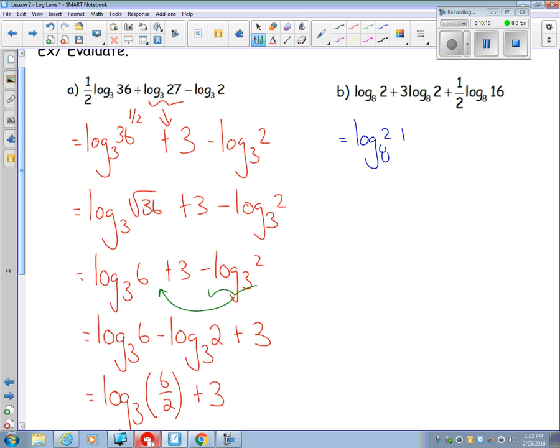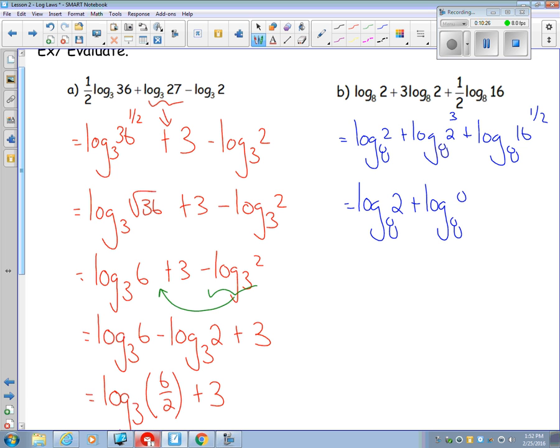8 squared. Log 8 of 2 to the 3. Log 8 of 16 to the half. And let's try using those exponents, make them a little bit easier to work with. That one stayed the same. 2 to the power of 3 makes 8. 16 to the power of a half, we know power of half is like square rooting, makes 4.